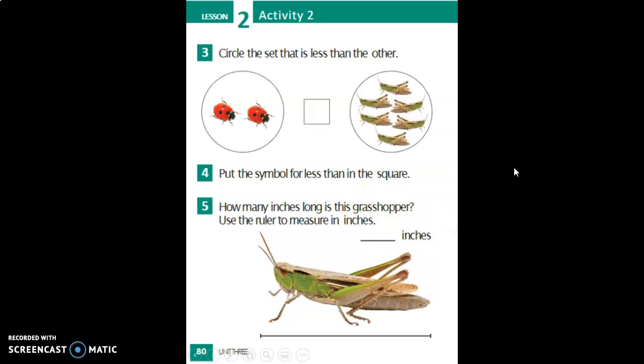Once you're finished with the activities or the lessons, please submit them into Teams. And if you can't, go ahead and send them to your teacher, and they will upload them for you. Let's get started.